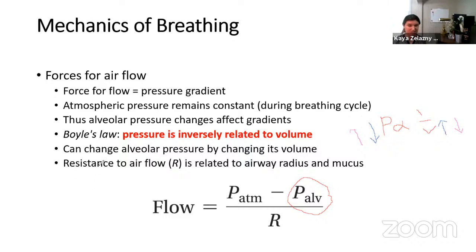that air resistance is related to radius. Now we're going to have another factor to consider as well, the mucus, right? And we have a couple new things, but a lot of familiar things as we're talking about the mechanics for breathing.